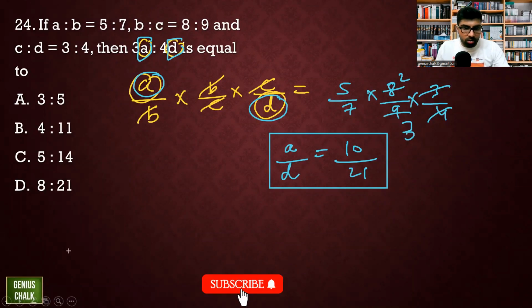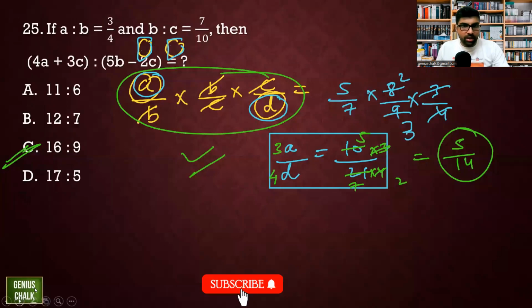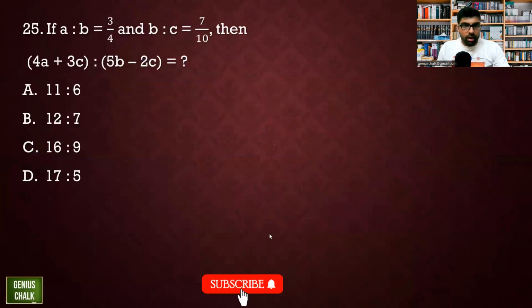Now what I need to do is 3 into A and 4 into D. So multiply this by 3, multiply this by 4. So 3 7s are 21, and 2 5s are 10. So the answer is again 5 by 14, but you can compare the time. This is taking very little time. Okay, so this is a good method to solve this question using the second approach. All right, next one.